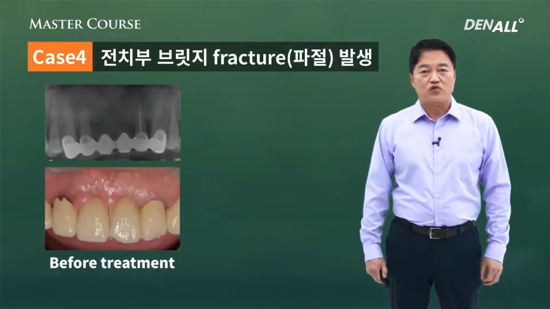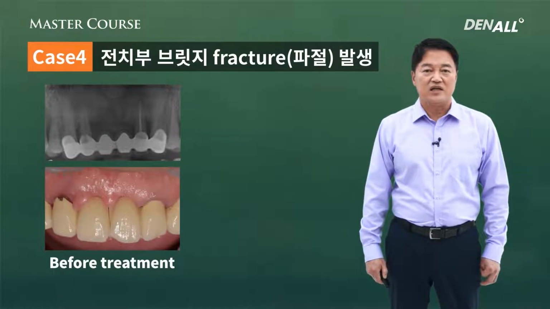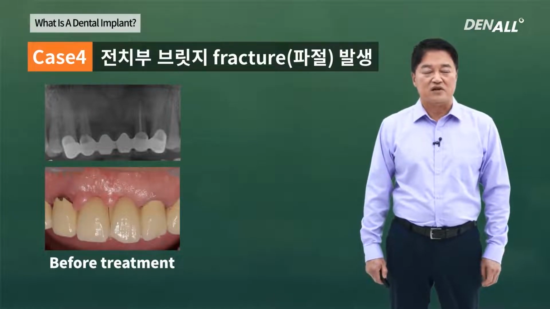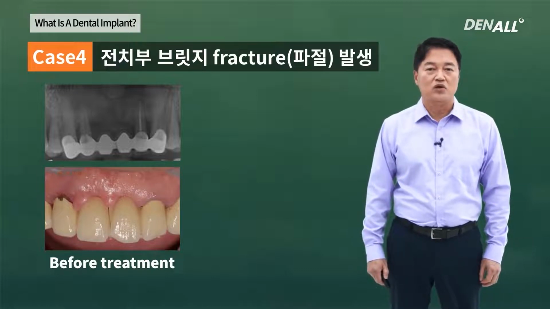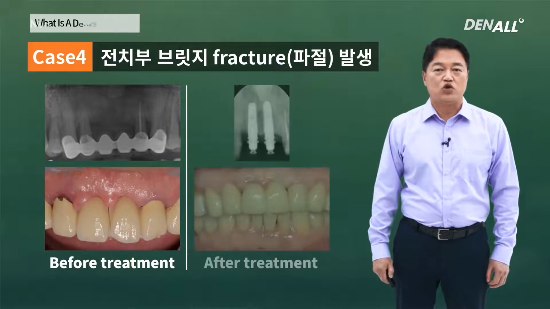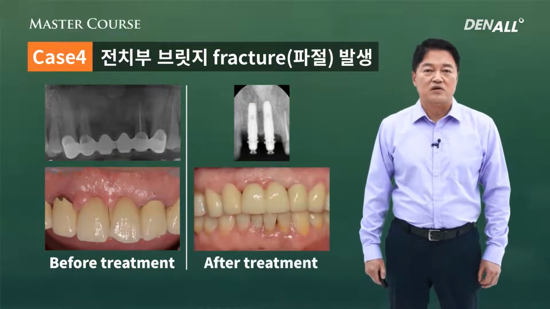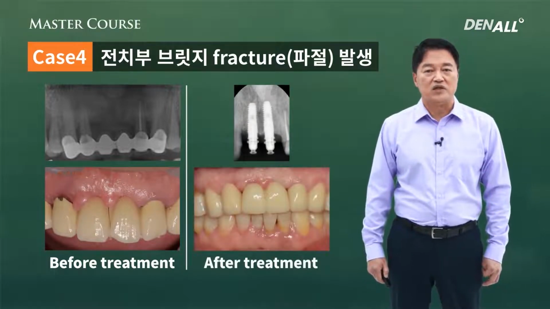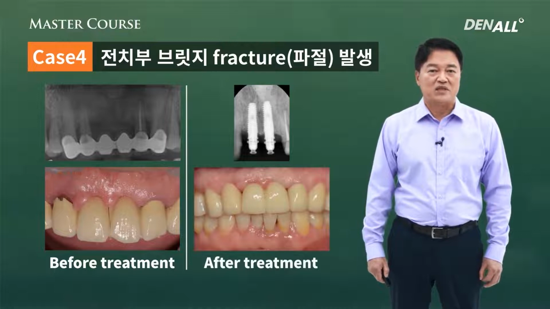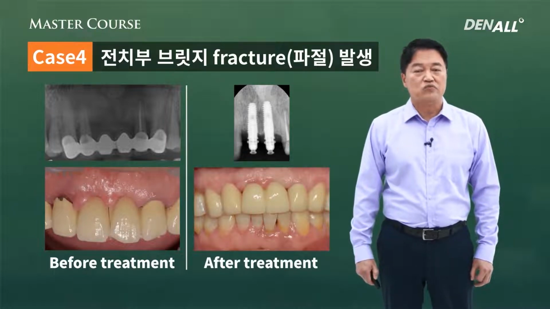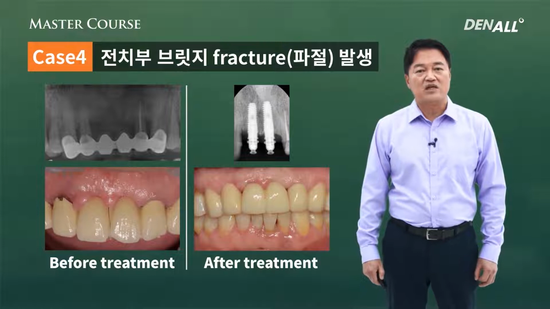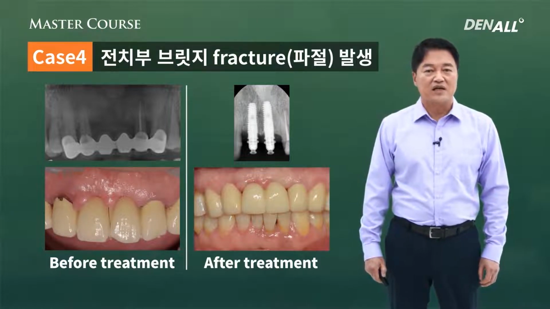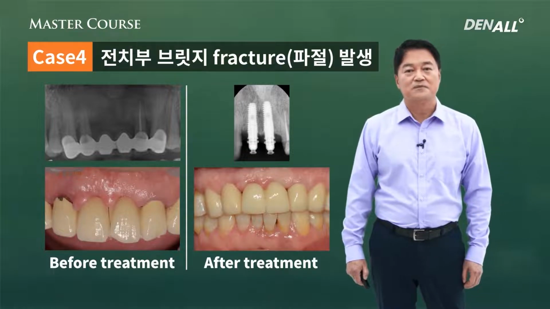Let's look at a fourth case. The 2 teeth in the middle were missing and a 6-unit bridge was done, and after a long period, fracture occurred in the center and retreatment was required. In the missing area, 2 implants were placed and the prosthesis was delivered. In this patient, if the missing area was restored with implants from the beginning, the adjacent teeth would have remained as healthy natural teeth.